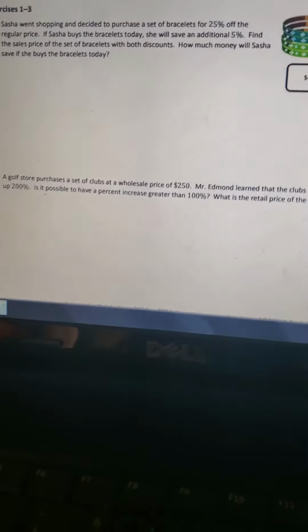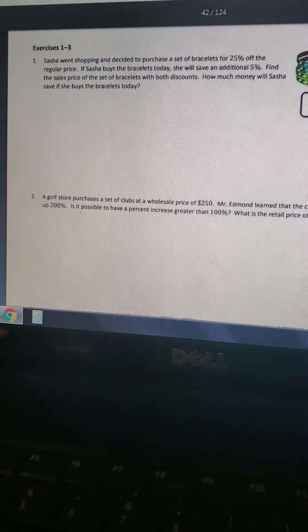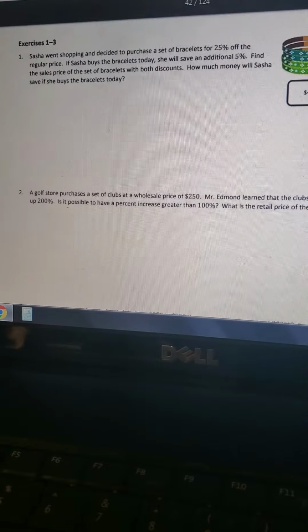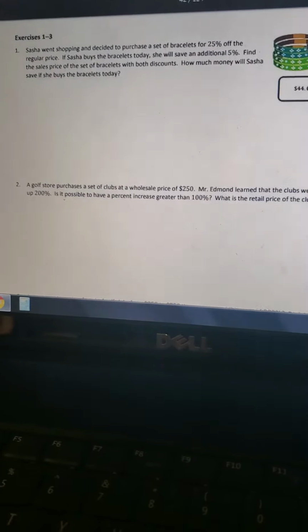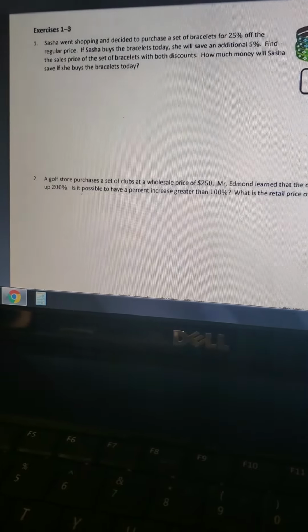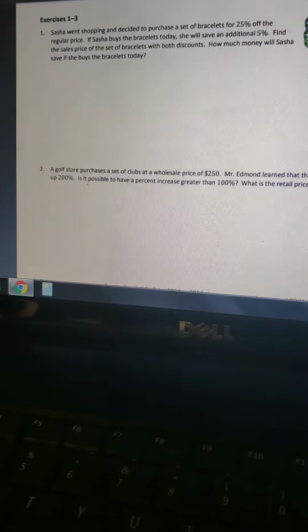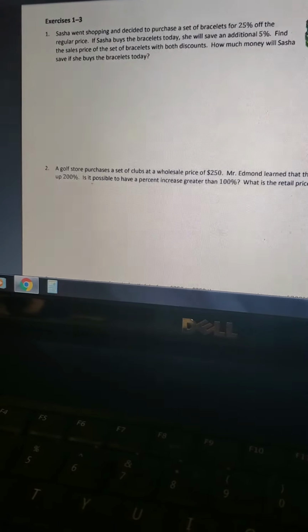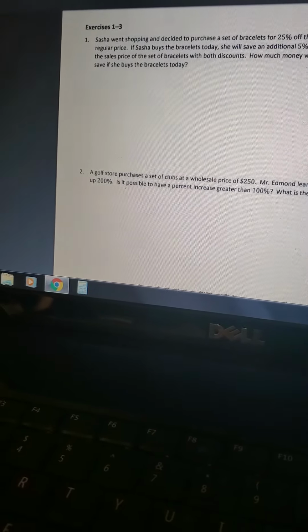So for this one, again, let's just do these one at a time. It's easier to do it with the camera, doing one at a time. So it says, Sasha went shopping and decided to purchase a set of bracelets for 25% off. In case you're wondering, that's the price of the bracelets right there. So 25% off the regular price. If Sasha buys the bracelets today, she will save an additional 5%. Find the sales price of the set of bracelets with both discounts. How much money will Sasha save if she buys the bracelets today?